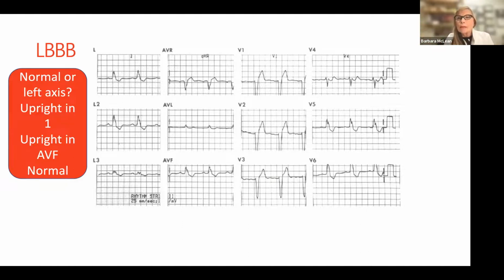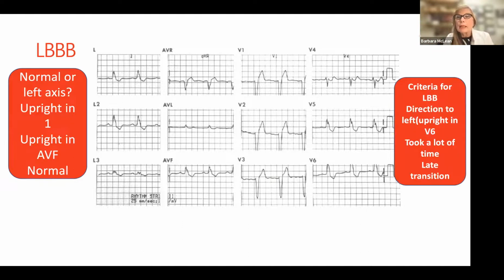And then I go over to my chest leads, and when I'm looking at my chest leads, I see that I have a late zone of transition and T wave inversion. And that means I meet the criteria for left bundle. Current towards the left takes a lot of time. I have a late zone of transition, and my T waves are in opposite directions.